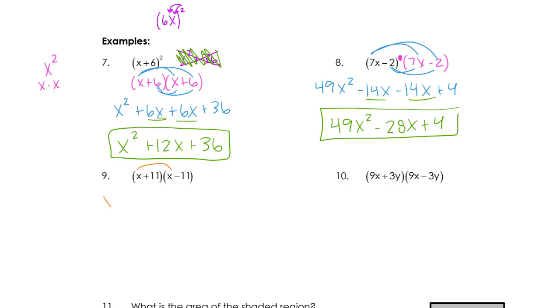X times x would give us x squared. X times negative 11 would be minus 11x. 11 times x would be plus 11x. And then last would be 11 times negative 11, which would be minus 121.